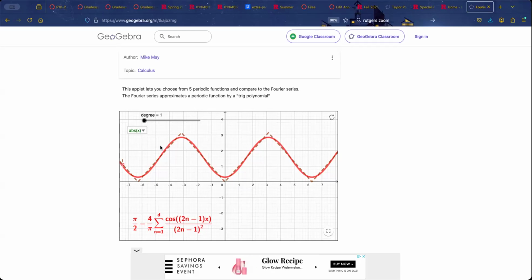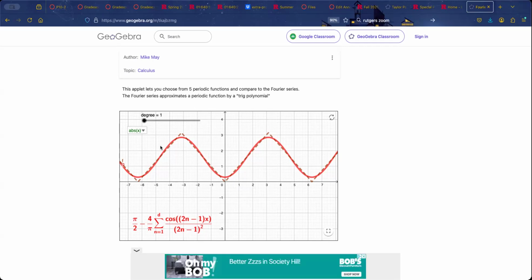So, other ways to approximate functions which are convenient. One of them which is really useful is called the Fourier series. The Fourier series usually works better. It's a particular type of series, that's why it's called a series. But it works better when you have a periodic function.